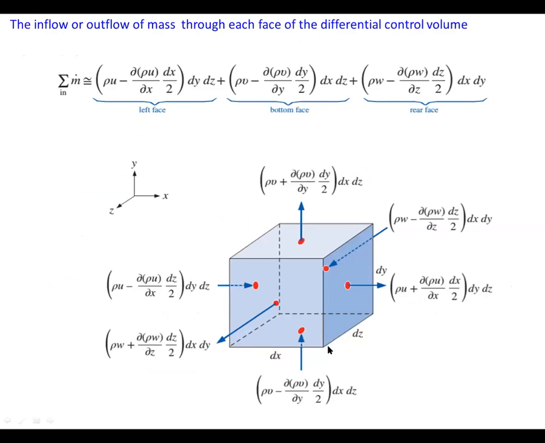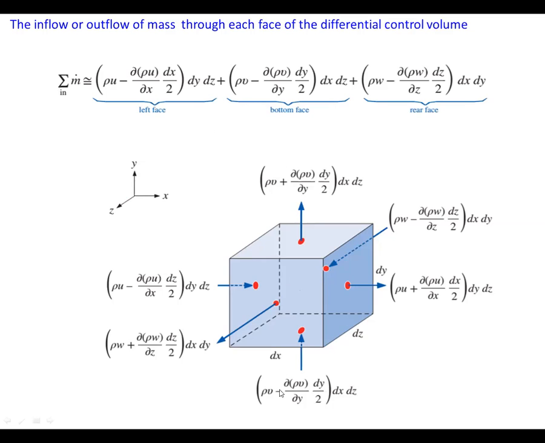Now, for a small differential domain, what is the mass in? If you want to do the conservation of mass, the rate of change of mass is equal to the rate of mass in minus the rate of mass out. So here, for a particular small differential control volume, the volume is dx, dy, dz.